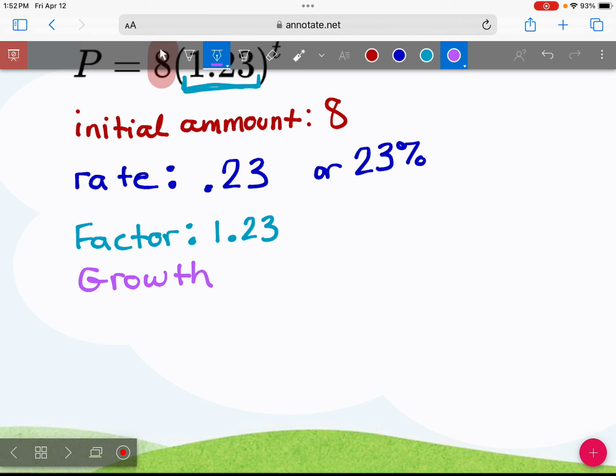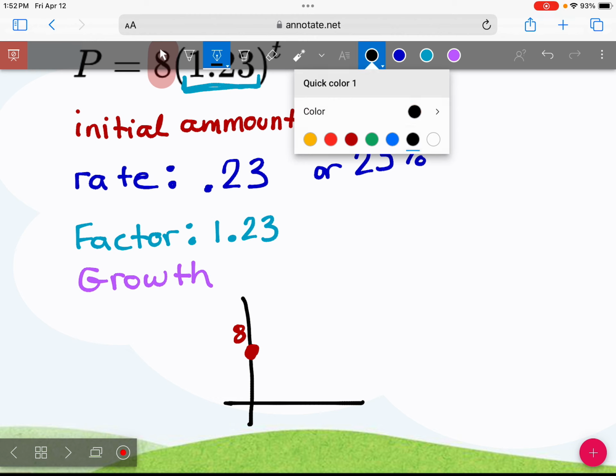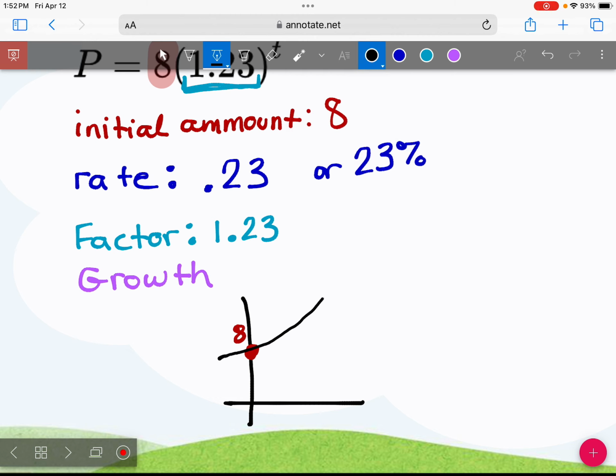So when they say sketch, what that means is we're going to give ourselves literally 3 pieces of information here. You're going to give yourself like a coordinate grid. Our initial amount is 8. So on my y-axis, we're at 8. And all we have enough information to do right now is to say this guy is growing. That's our sketch. It curves and it goes through the 8. That's all the information we have right now.